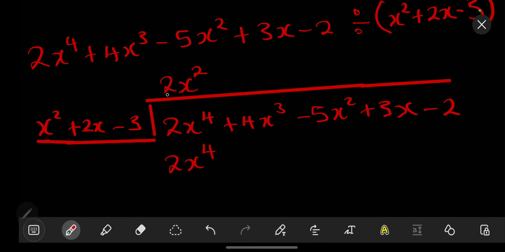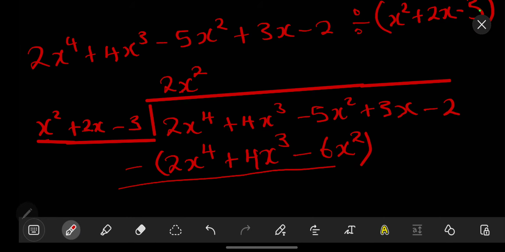So 2 times 2 is 4. So we have 4x squared times x, it will give us x to the power of 3. Then we have our 2x squared times a negative 3. We are going to get a negative 6x to the power of 2, like that. Then from here, subtract. So we put them in brackets and subtract.